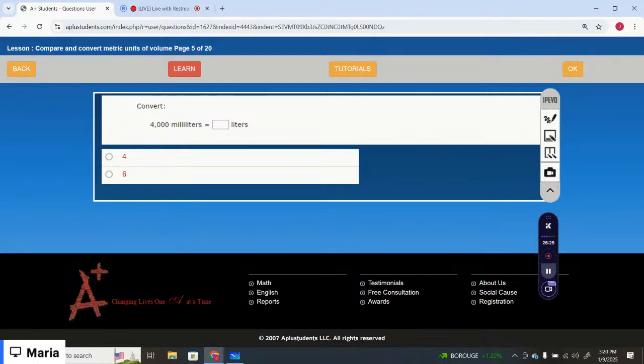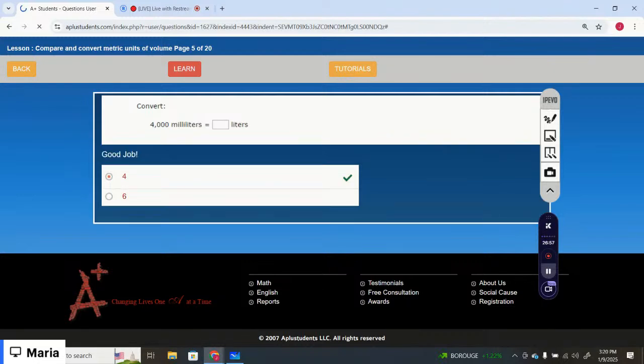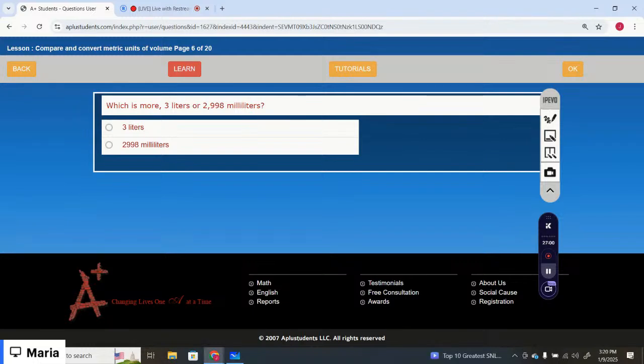4000 milliliters equal how many liters? 4000 milliliters equal 4 liters. Option number 1 is the correct option. That is 4 liters. Which is more, 3 liters or 2998 milliliters? Which is the correct option?